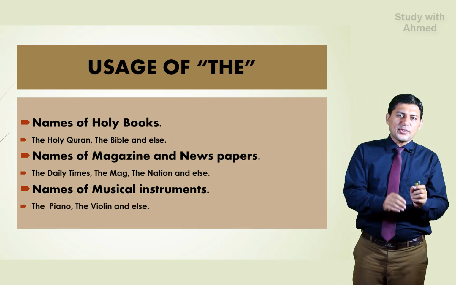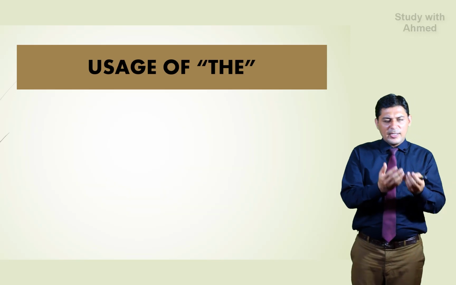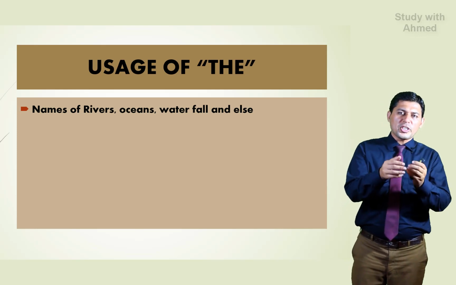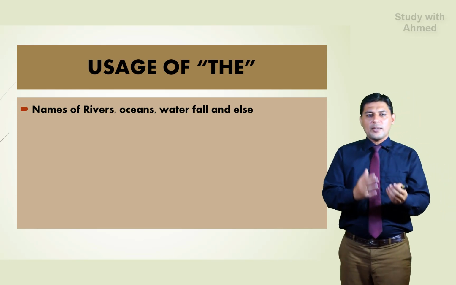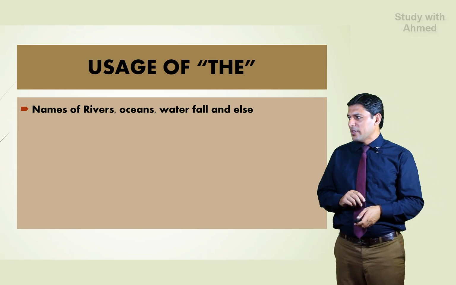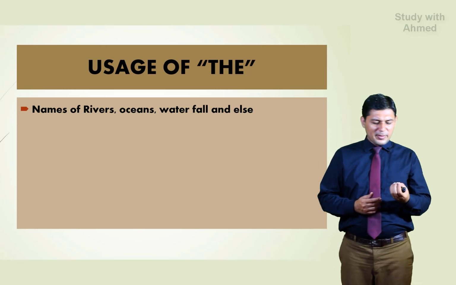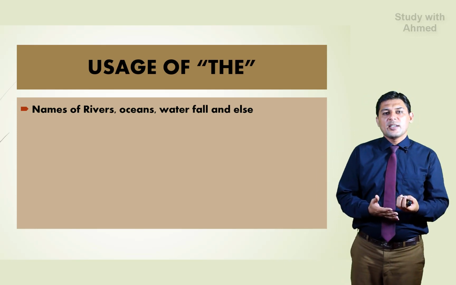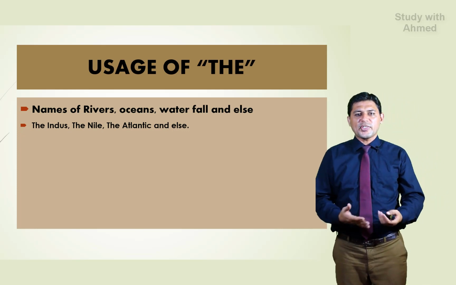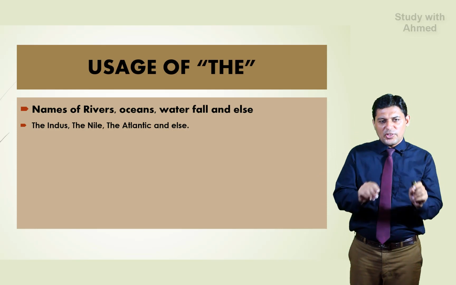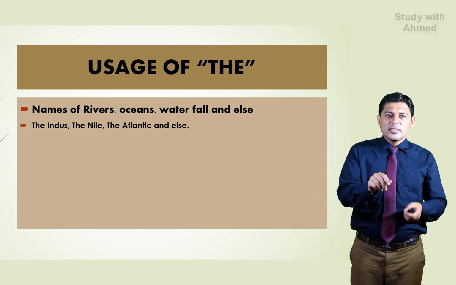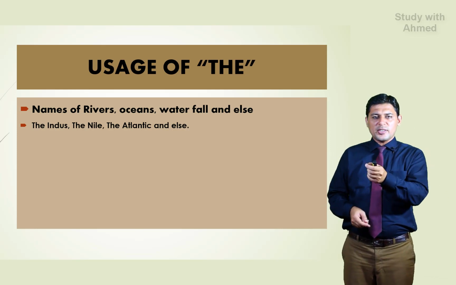With the names of rivers, seas, oceans, and different waterfalls and water objects. River names, ocean names, waterfall names, peninsulas, whatever links to water, we use "the". Examples: the Indus, right, the longest river of Pakistan. The Nile, the Atlantic, the Arabian Sea, with names of seas and oceans. If we have only sea, we will not use "the". But if we have the name of a sea, the Arabian Sea, the Atlantic Ocean, then we use "the".